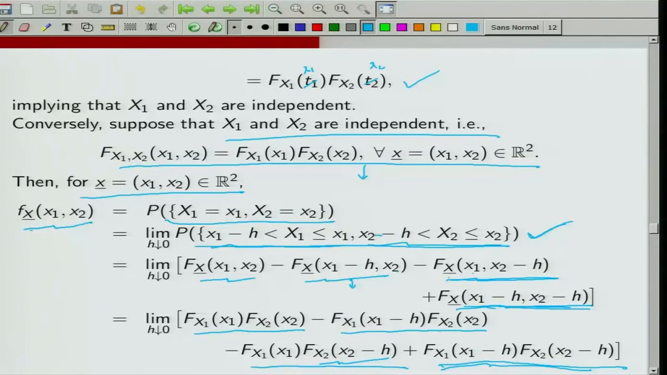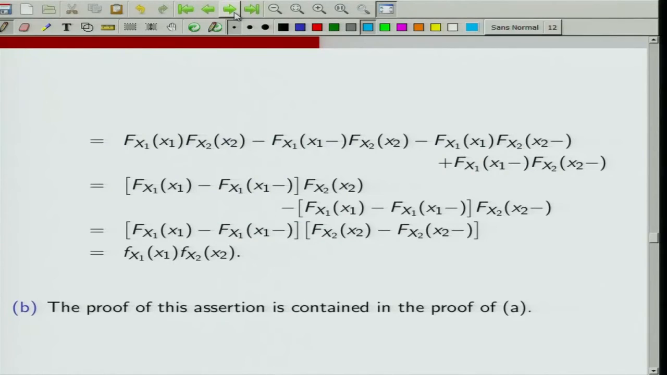So, this becomes F_X1(x1) F_X2(x2) minus F_X1(x1 minus) F_X2(x2) minus F_X1(x1) F_X2(x2 minus) plus F_X1(x1 minus) F_X2(x2 minus). So, I take things common. Here I take F_X2(x2) common, then it becomes F_X1(x1) minus F_X1(x1 minus). Then here I take minus F_X2(x2 minus), then it becomes again F_X1(x1) minus F_X1(x1 minus).